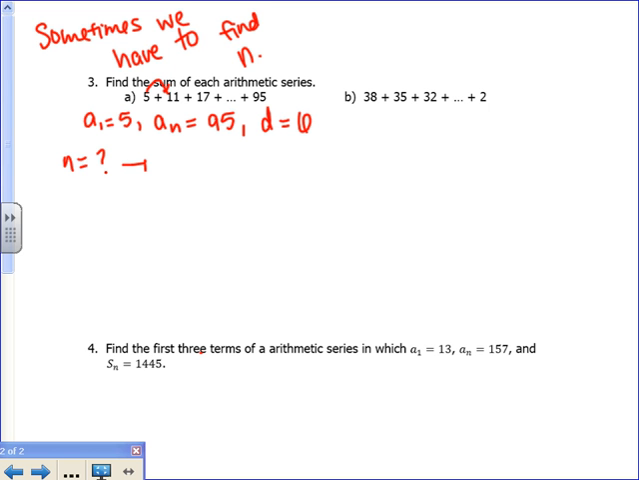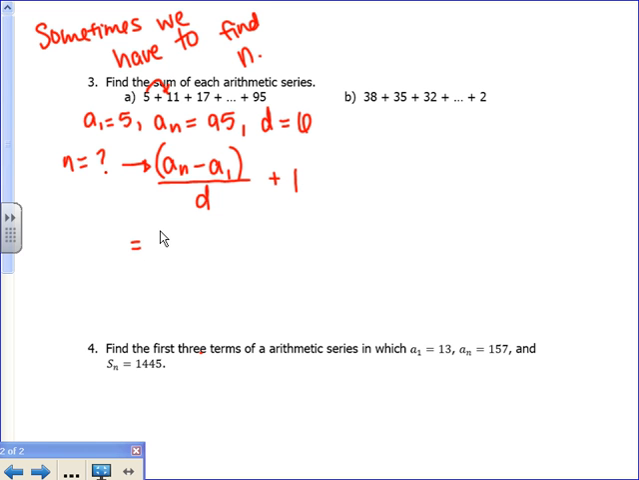What is n? And we need to know that in order to do either of the formulas that we want to use. So how to do that is you're going to take your a sub n minus your a sub 1. So your last term minus your first term. And then after that, we're going to write out this formula. You're going to divide by d. You're going to divide by your difference. And then once you have all of that, you're going to add 1 to it. And that will give you your n.